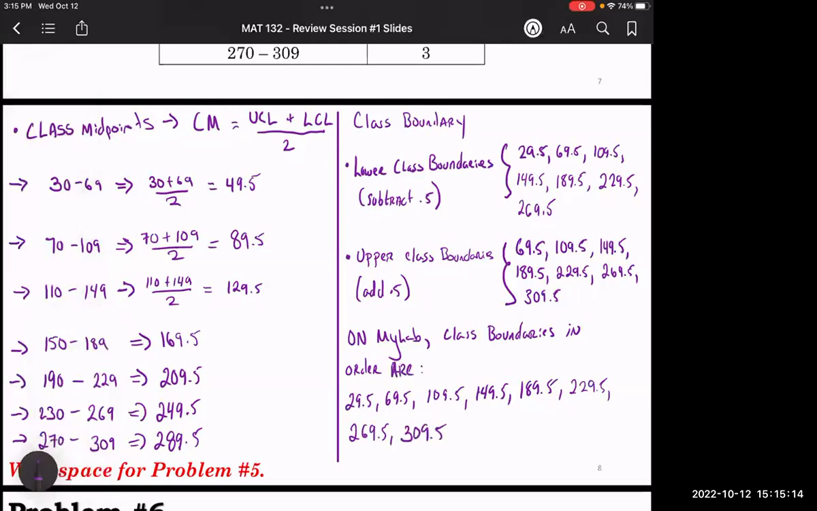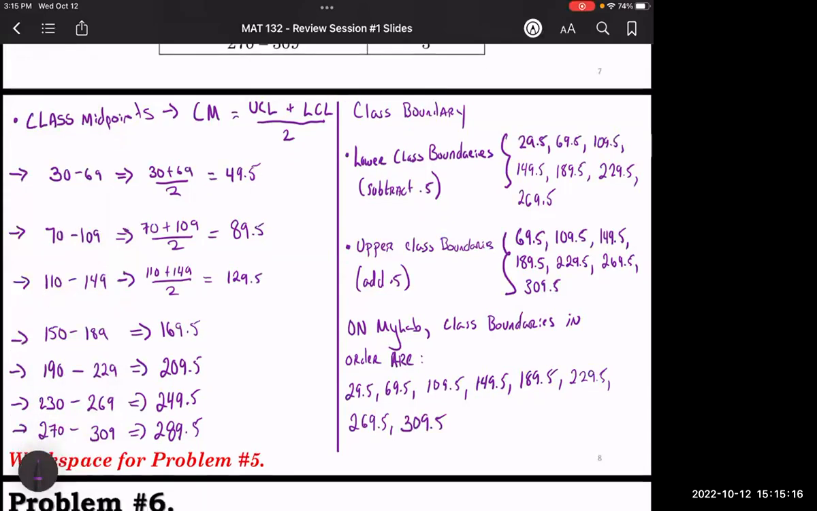Somebody asked me in the chat, where did you get the 1.5 and the 0.5? I didn't get 1.5. You meant 0.5. Basically, the rule states that if you want your class boundaries, with your classes being whole numbers, then for the lower class boundaries you subtract 0.5. On the other hand, for the upper class boundaries, you add 0.5. If I had a number like this, I'll write it in the chat so that everybody can see it.